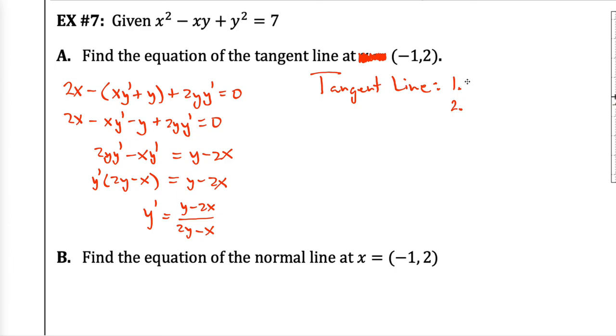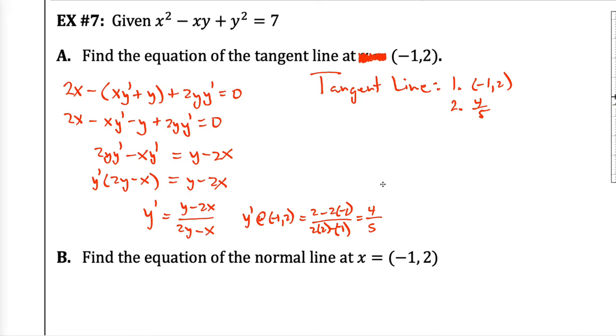Okay, so tangent line, we need a point and a slope. So the slope is what you were figuring out. So y prime at -1, 2: 2 minus 2 times -1, over 2 times 2 minus -1. 4 over 5? I think I heard somebody say a fraction. Yeah, okay. So 4/5 is the slope.